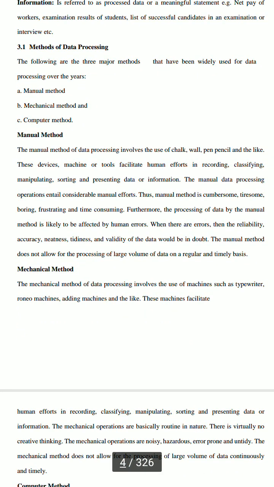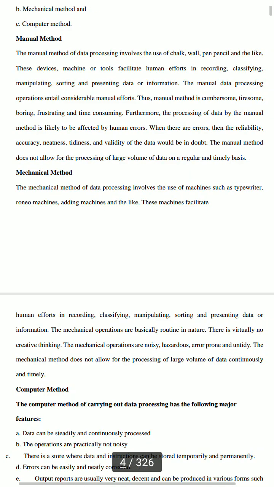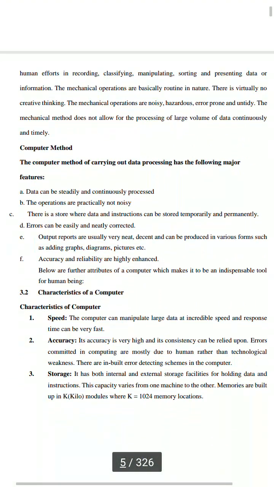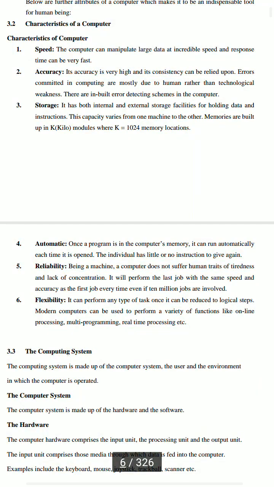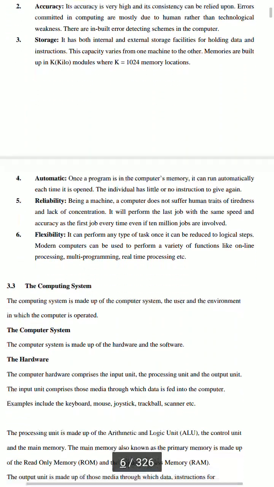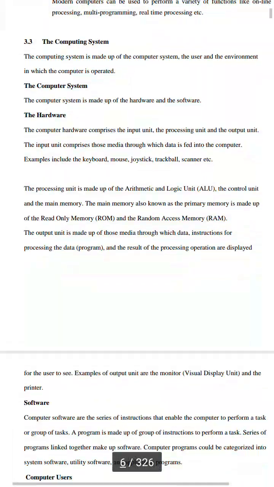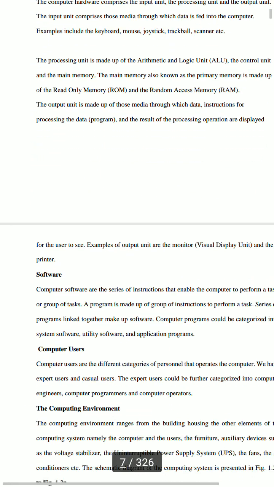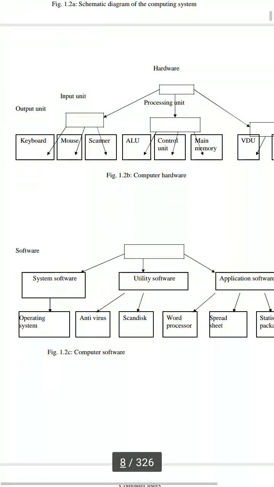There are also methods of data processing, which includes manual method, mechanical method, and finally computer methods. Then we have the characteristics of computer, which include speed, accuracy, storage, automatic, reliability, and flexibility. Then moving over to the computing system. When we talk about the computing system, they include the hardware, software, computer users, and the computing environment.